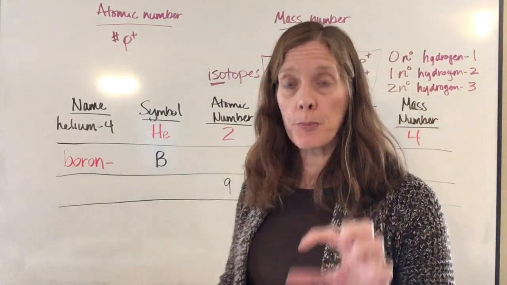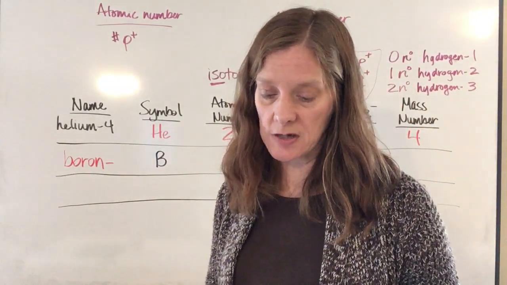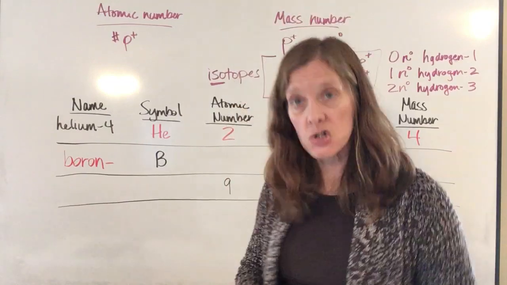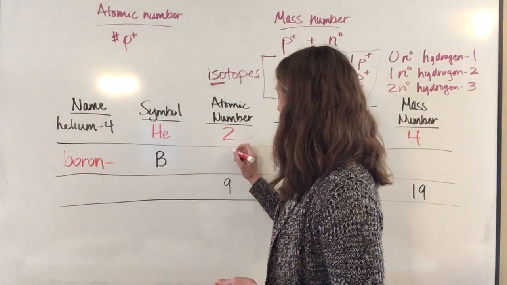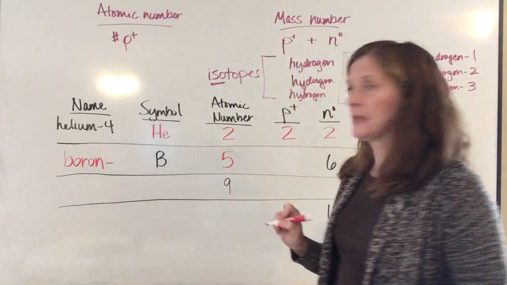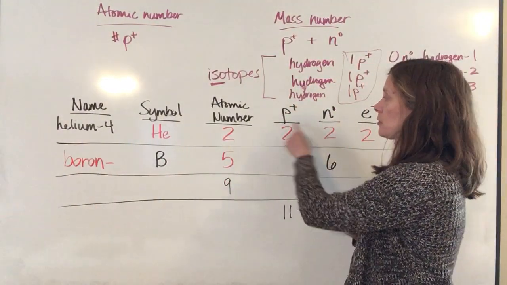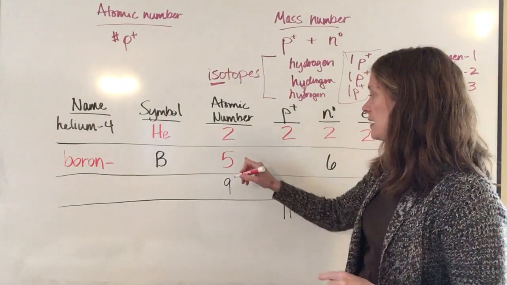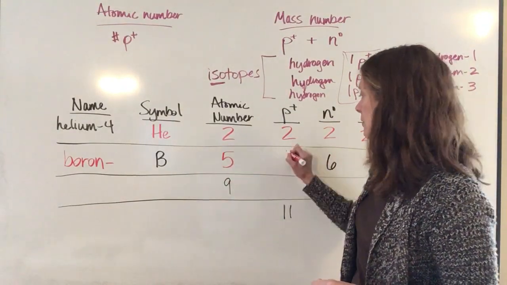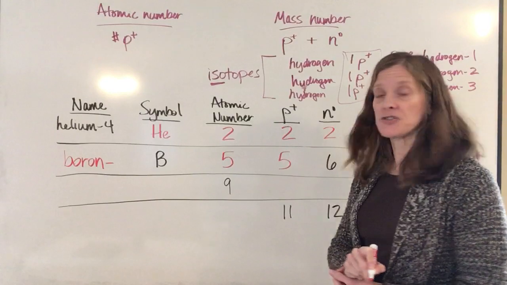What is the atomic number for boron? Well, if you look in the upper left-hand corner of the box, you should see a number. What do you see? You should see a 5. So the atomic number is 5. How many protons does that mean it has? Well, remember, the atomic number and the number of protons is always the same. So if the atomic number is 5, then it has 5 protons.